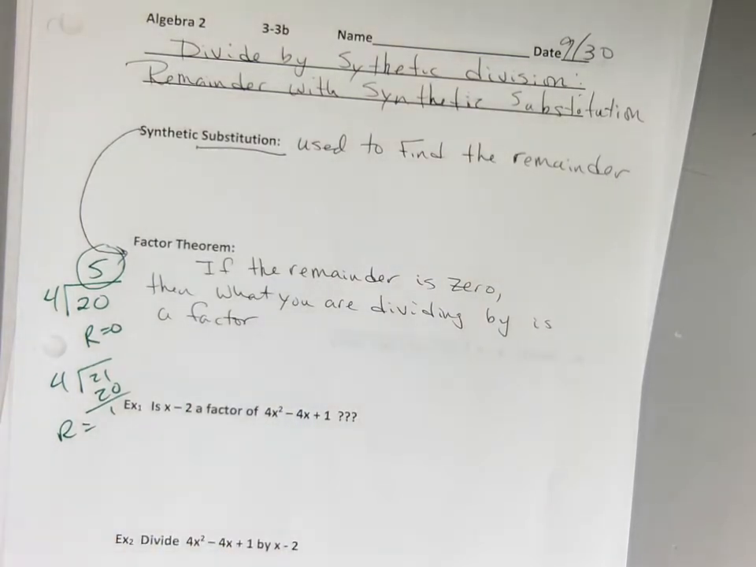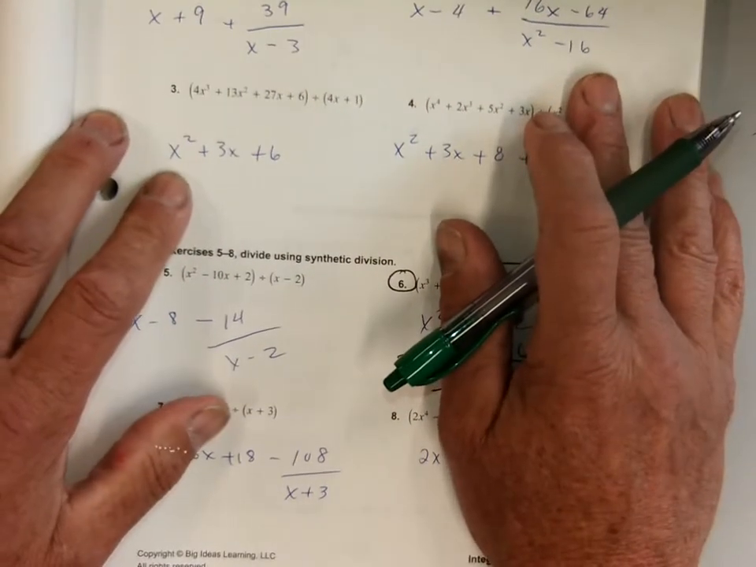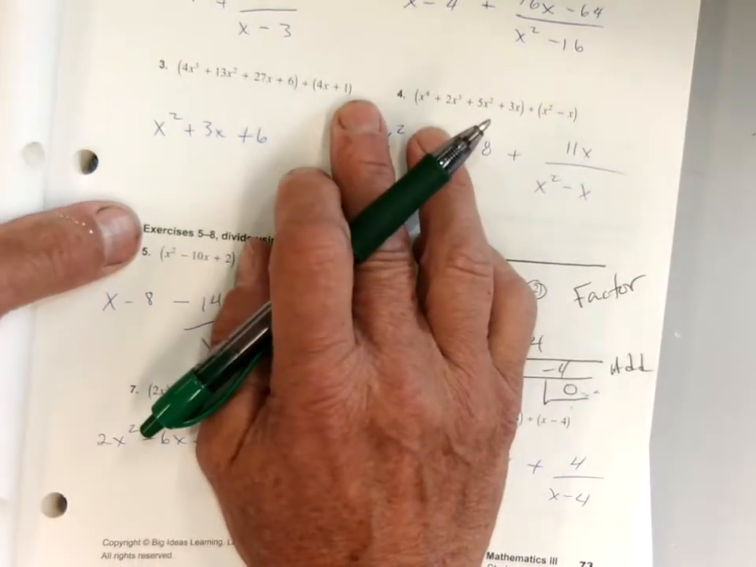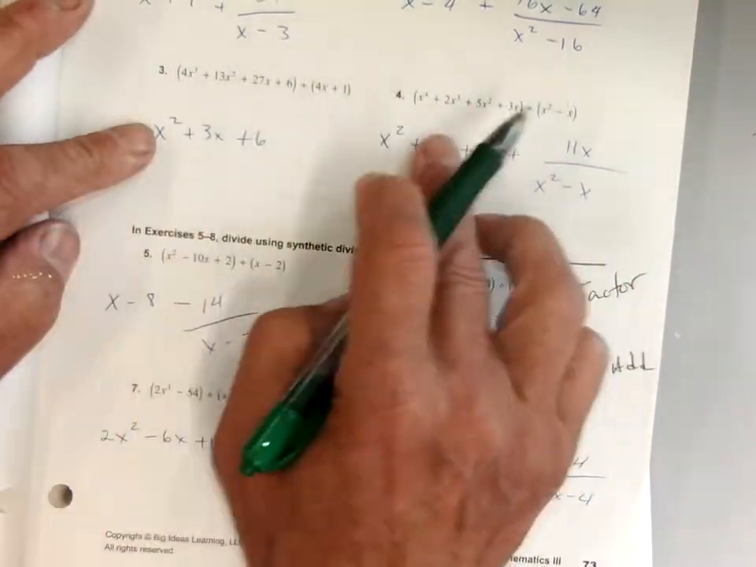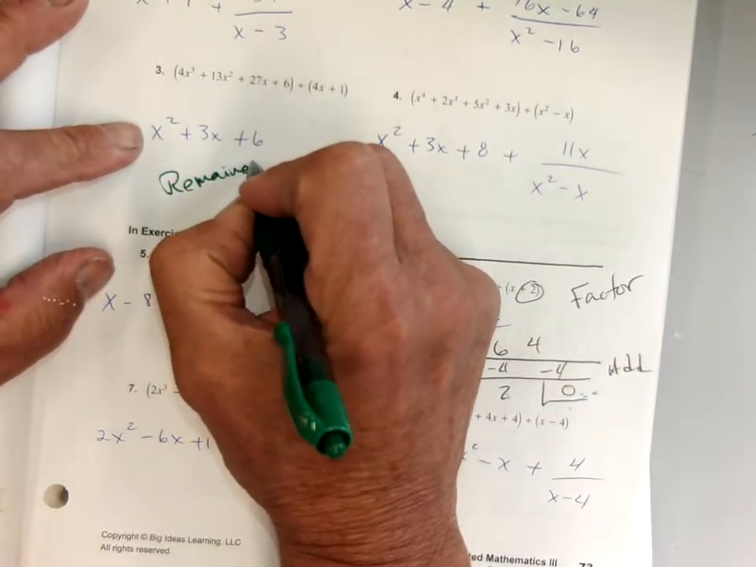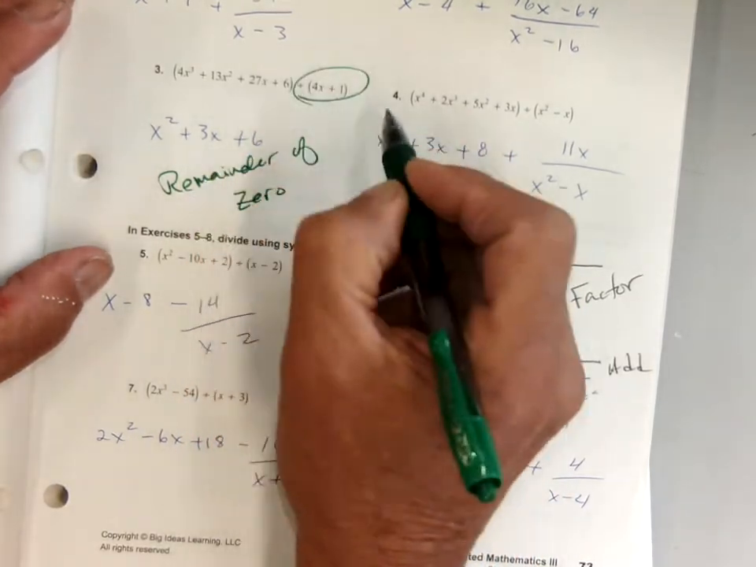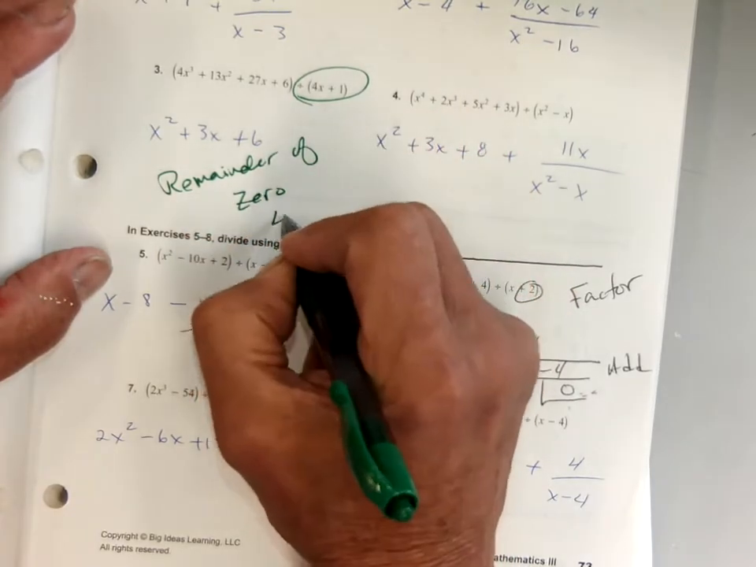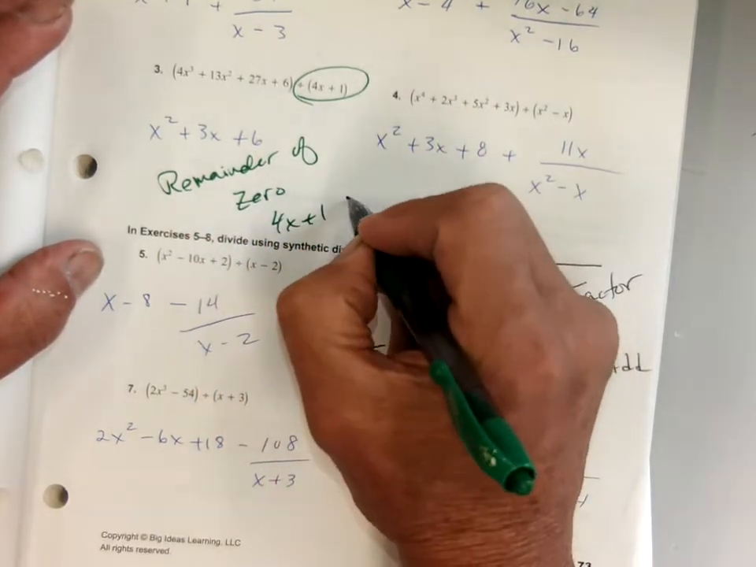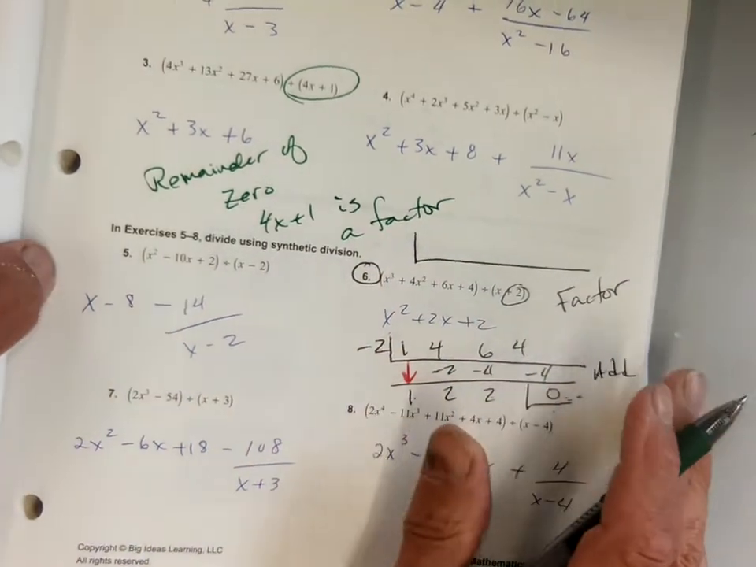So I'm going to go back to one of our problems in our homework today because they're from last night. If I go back to number 3, and I divided 4x plus 1 into this, I got a remainder of 0. Because it's a remainder of 0, then 4x plus 1 is a factor. Okay, it goes in evenly. Remainder of 0, it's a factor, okay?